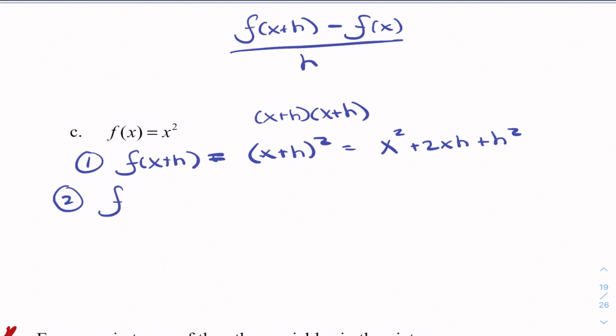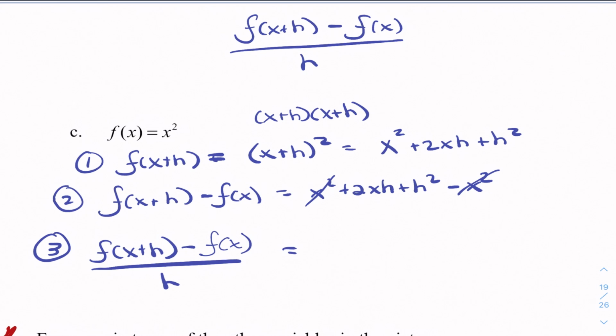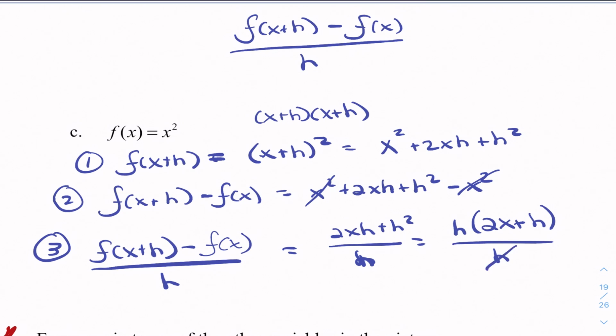Step 2 is we're going to subtract our original function from what we just found. So I have x squared plus 2xh plus h squared minus x squared. Those go away. Step 3 is I'm going to write this whole thing out over h. So I'm going to take what I was left with, which is 2xh plus h squared over h. Now, on top, I'm going to factor out the GCF because I want that h in the denominator to simplify out. And we are left with 2x plus h.